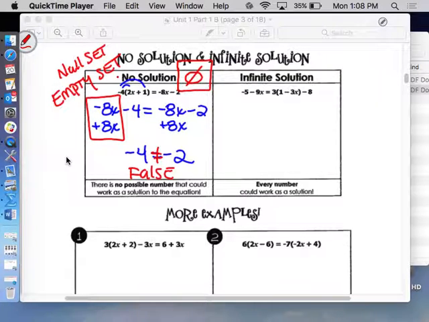But you need to let me know in some way that you realize that this equation has no solution, meaning that there is no x value. If I go back to the beginning, there is no x value that is going to make this a true equality, make this a true equation that can be solved. Let's look at the opposite scenario.